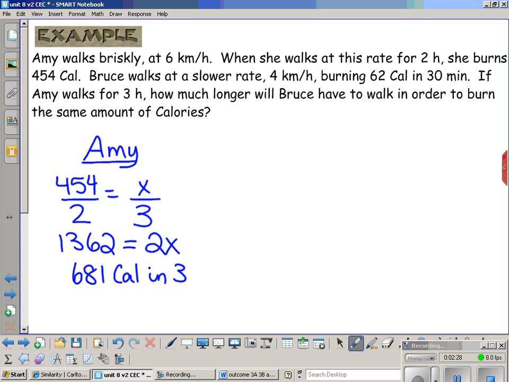in 3 hours. Because that is what we were looking for. We were looking for how many she would burn in 3 hours. So 681 calories. So now we have to see how long it's going to take Bruce to burn the same amount of calories. What we know is that Bruce burns 62 calories in 30 minutes.